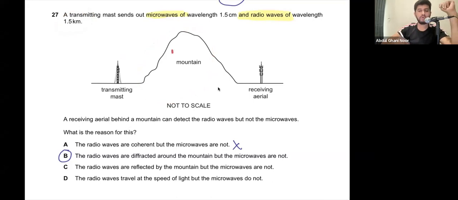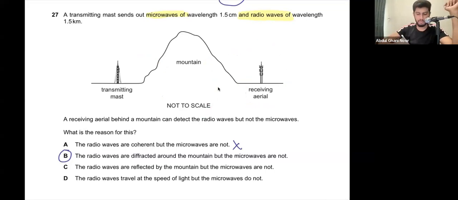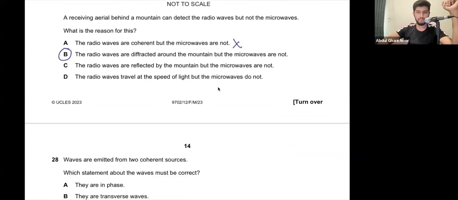Therefore, the mountain will act as a point from which these radio waves diffract. वो diffract होके spread होके दूसरी तरफ receiving aerial तक पहुंच सकेंगी. Microwaves क्योंकि उनकी wavelength बहुत कम होती है, there'll be no diffraction.